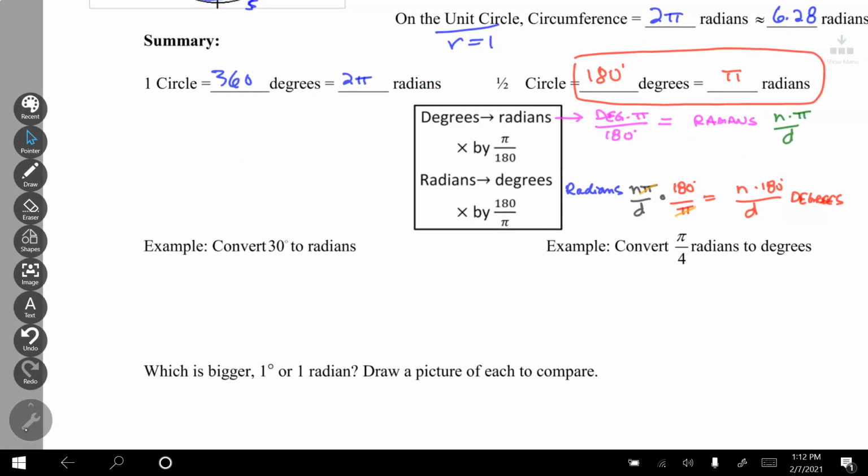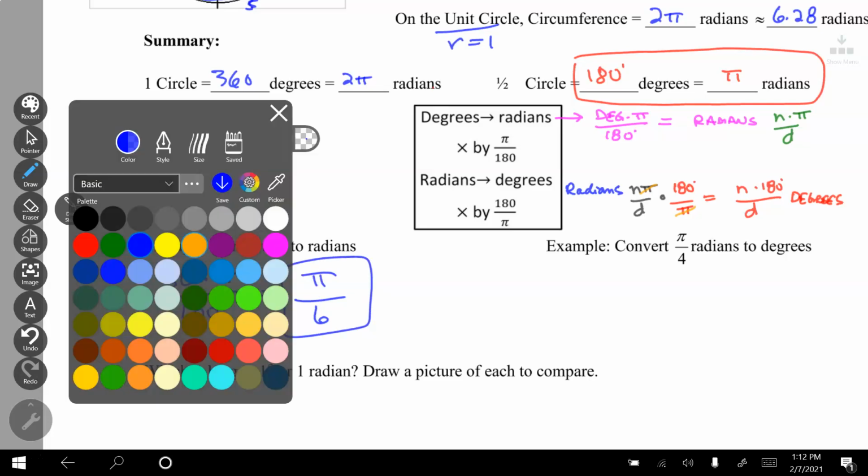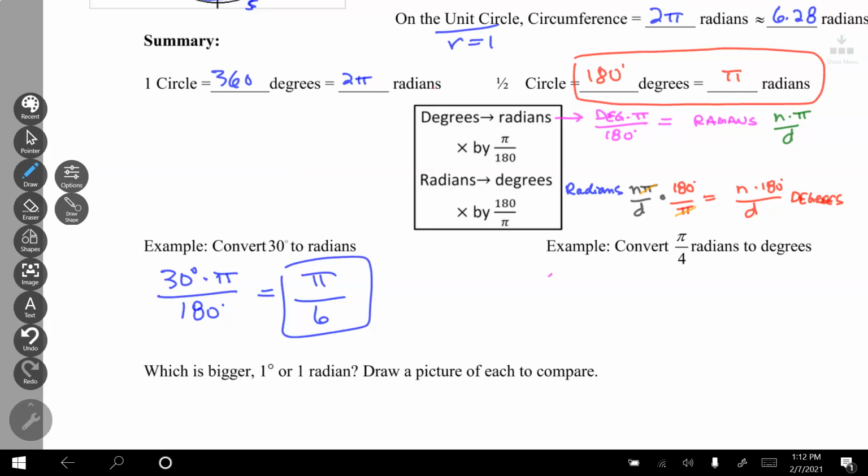As an example, 30 degrees. I multiply by pi and divide by 180, because I'm using the conversion factor I wrote in pink. 30 over 180 cancels out to 1/6, so I get 1 pi over 6. I don't even need to include the 1. To go the other way around, I take pi over 4 and multiply by 180 over pi. The pi's cancel. I get 180 over 4, which is just 45 degrees.